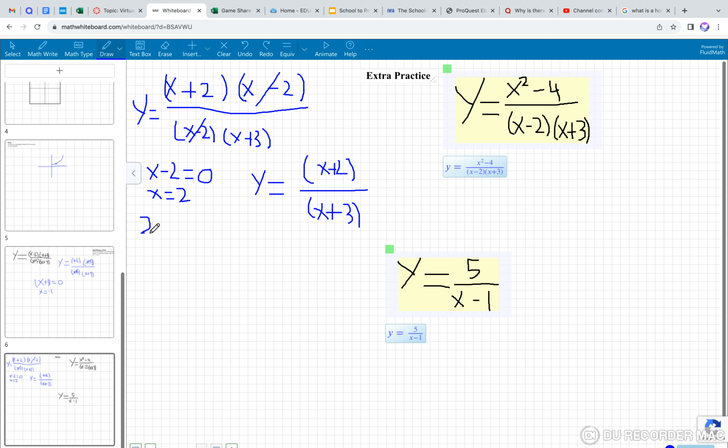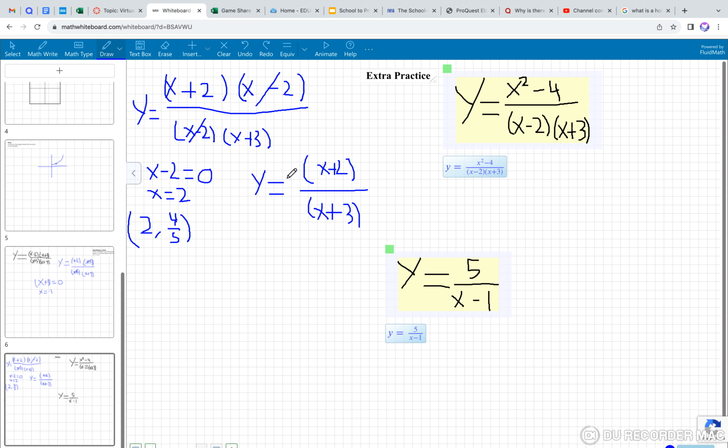So our hole would be exactly at 2, 4/5, or 2, 0.8. So that's where a hole is in the function. So we found a hole. Are there any more holes? Well, nothing else cancels, so it doesn't appear that there's any more holes.